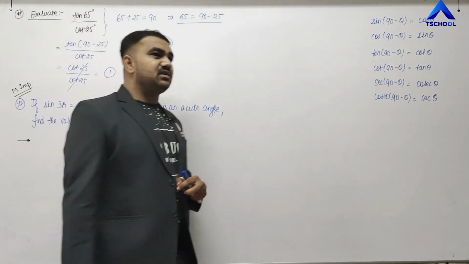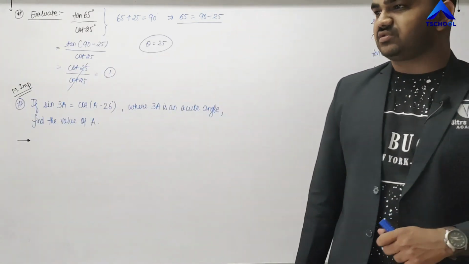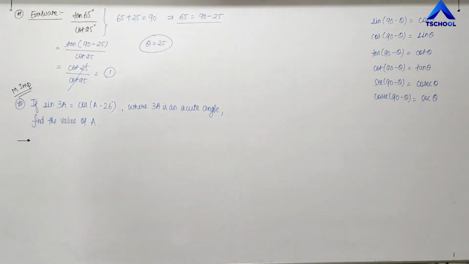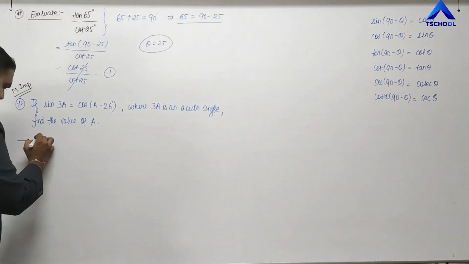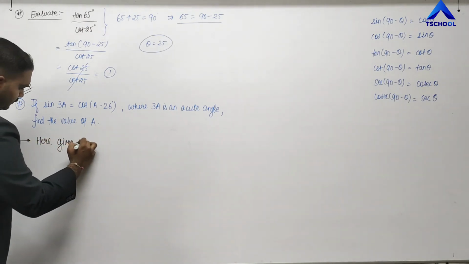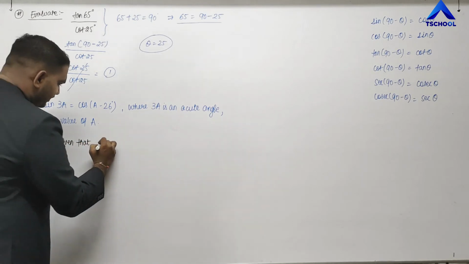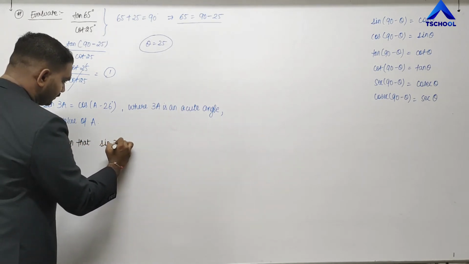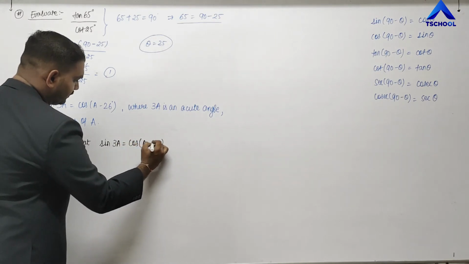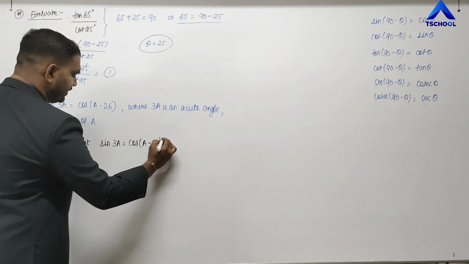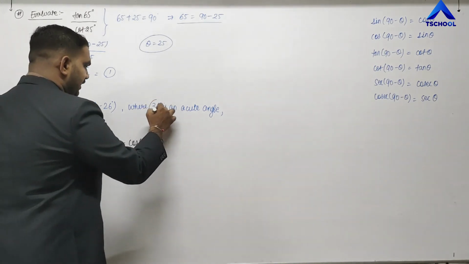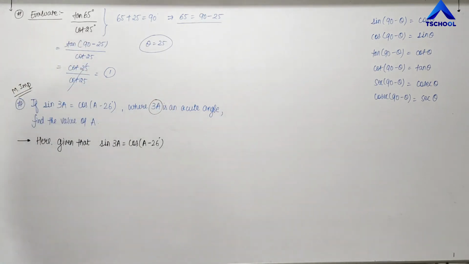If I want to ask a question from these trigonometric ratios of complementary angles, then I will ask this kind of question here only. So here, given that sin 3a is equals to cos (a minus 26 degree). And we know that 3a is an acute angle.